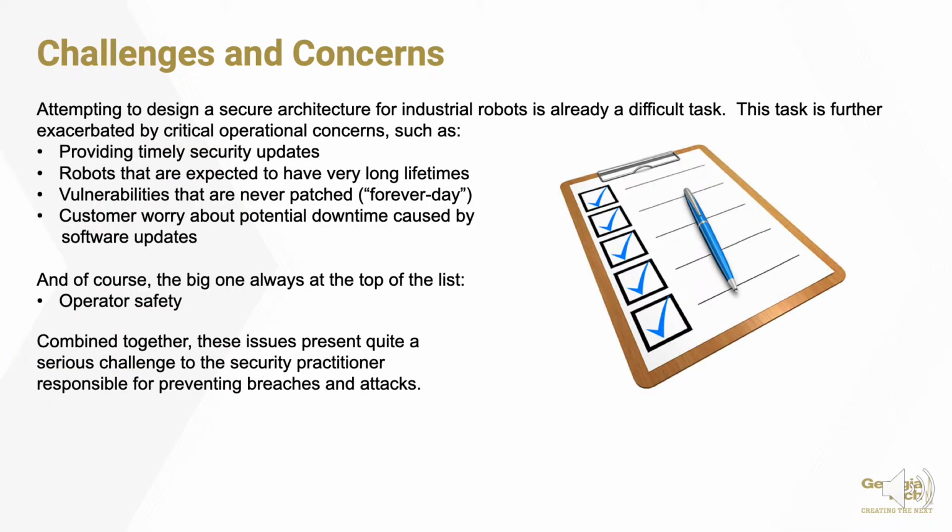And when we're looking at designing secure architecture for these robots, it's already a difficult task, but for these robots, the situation's even harder because of critical operational concerns, such as being able to provide timely security updates, robots that are expected to have very long lifetimes, meaning manufacturers have to support them for a very long time. Vulnerabilities that may never even be patched, which they refer to as forever day vulnerabilities, kind of the opposite of a 0-day. And then, of course, customers don't want to install patches anyways because that creates downtime, and so they just won't do it. And then, of course, the big one always at the top of the list is operator safety.